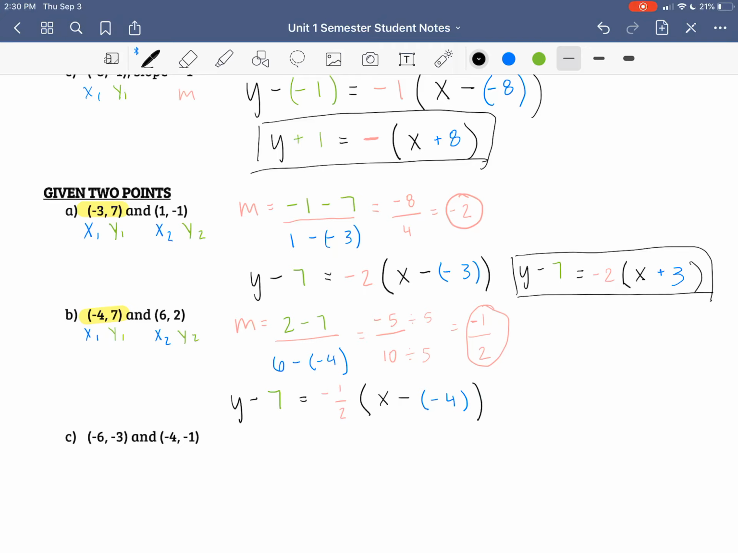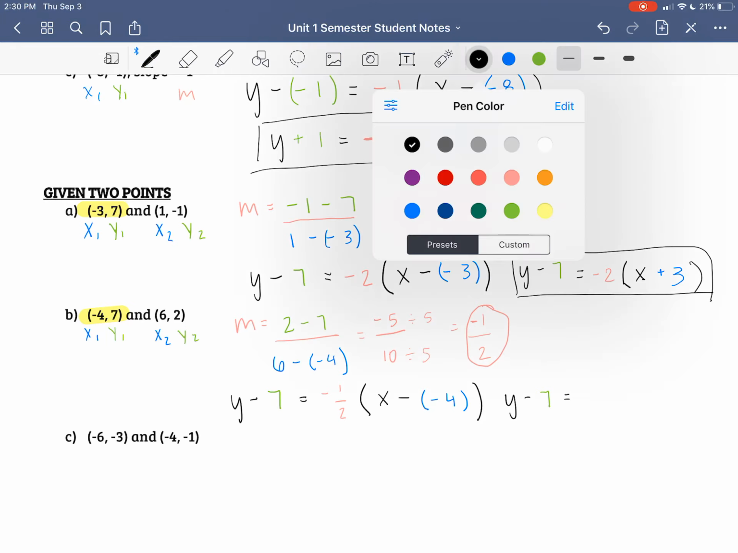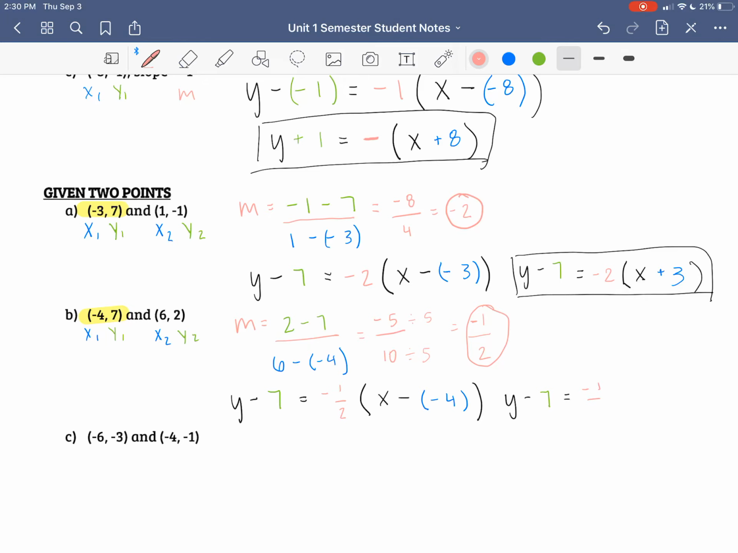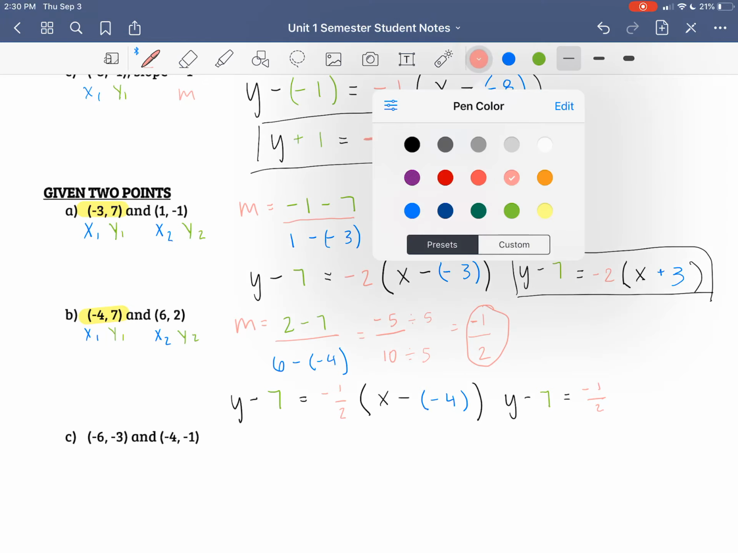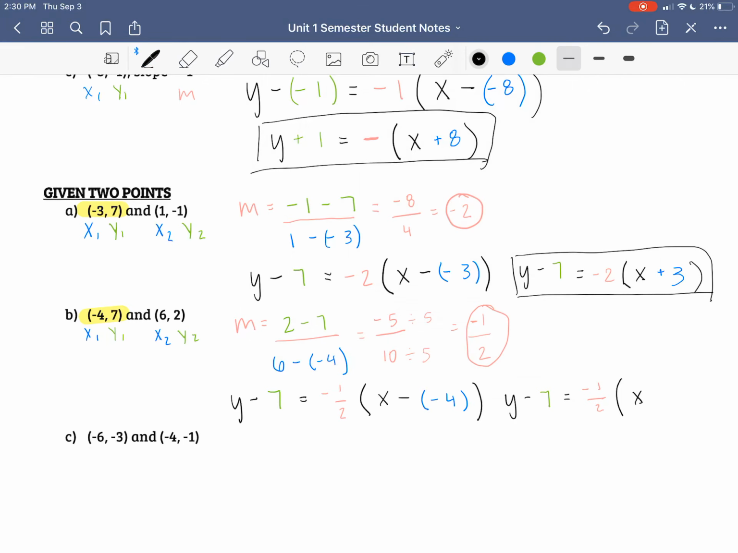So I'll clean that up just a little bit. Y minus 7 equals negative 1/2 times x. That minus a negative 4, I am going to write as plus 4. And that would be my equation in point slope form.